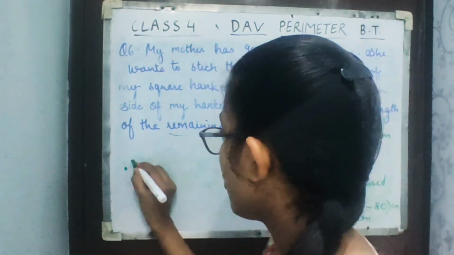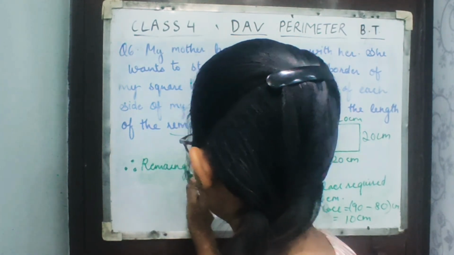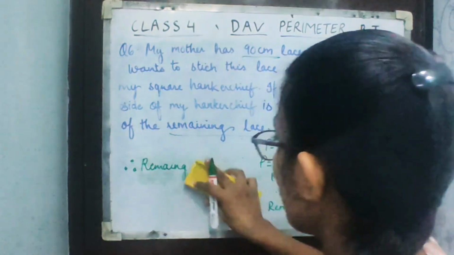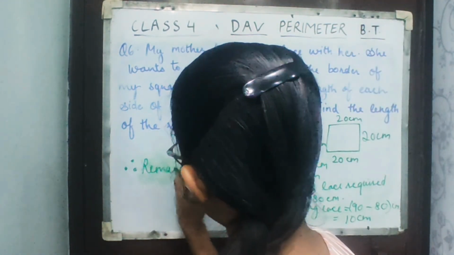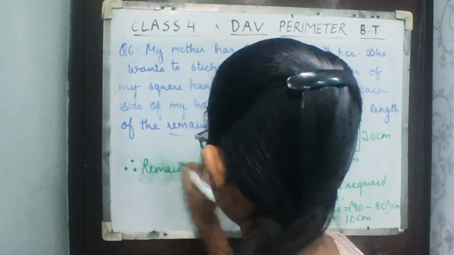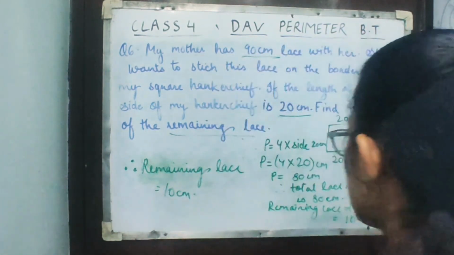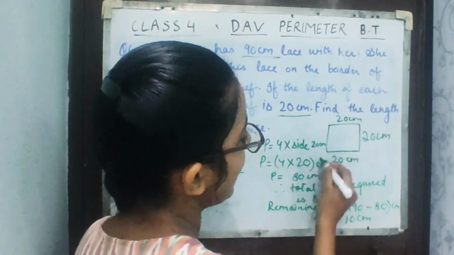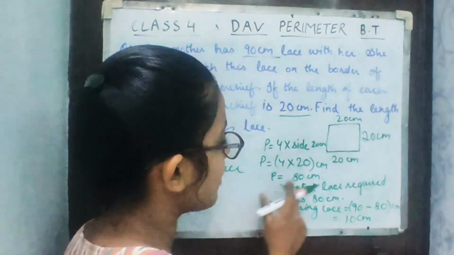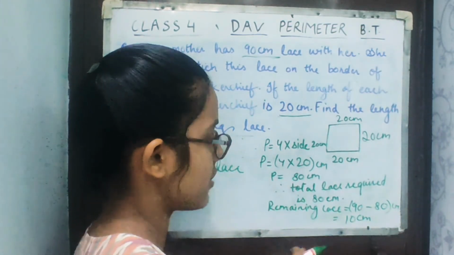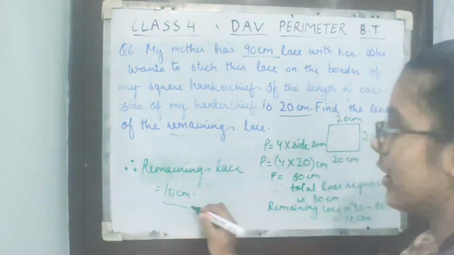So therefore remaining lace is equal to 10 centimeter. Okay, this was the perimeter. Perimeter means boundary. So on boundaries only we put the lace. So lace required is 80 centimeter. Now mother has 90. So 90 minus 80 will be our answer.